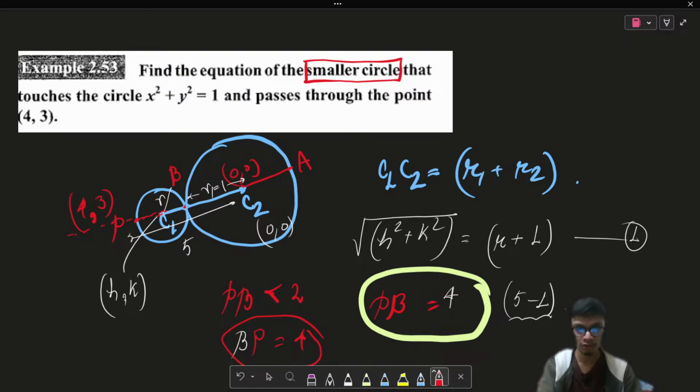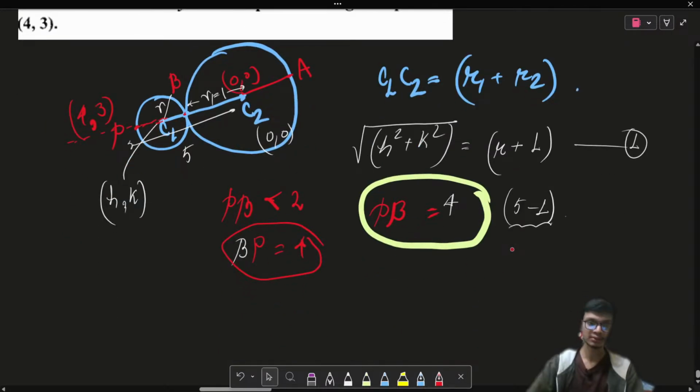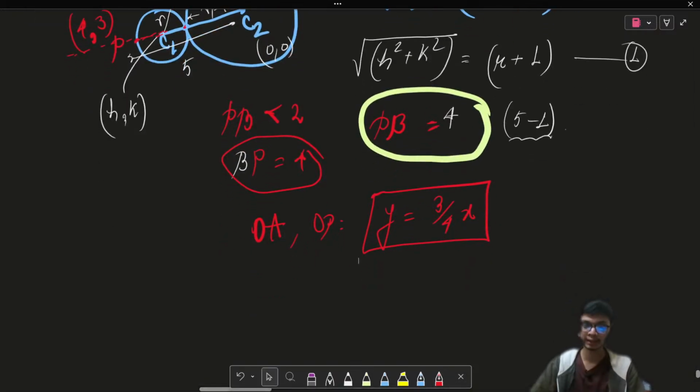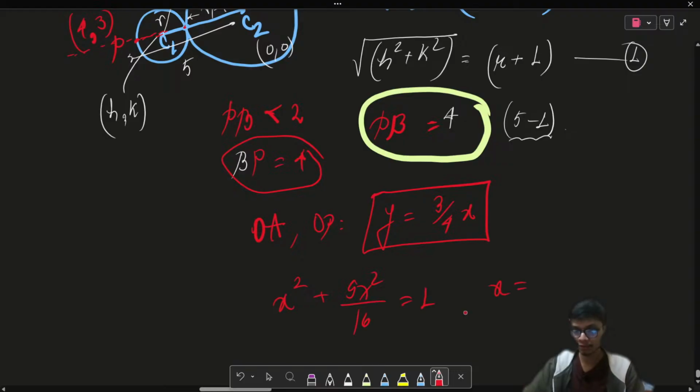So if my PB distance is coming out as 4 units, I have also assumed this particular condition such that P is lying along the diameter. So the equation of the line OA or OP is going to be y equals 3 by 4 x. If I put this value of y in my larger circle equation, x squared plus y squared equals 1, I will get only one point of intersection. That will generate a quadratic, which is going to give me x equals plus or minus 4 by 5.